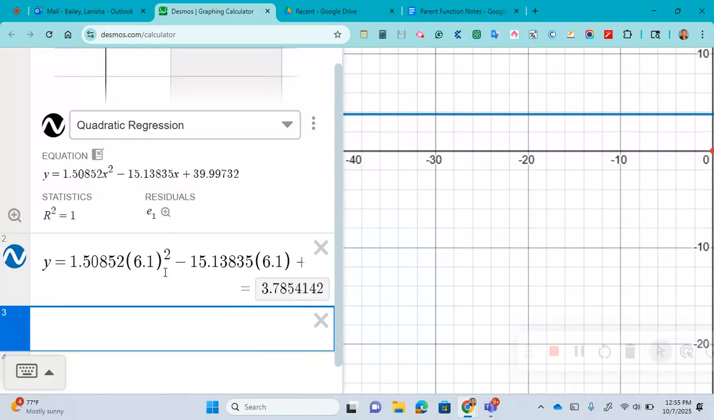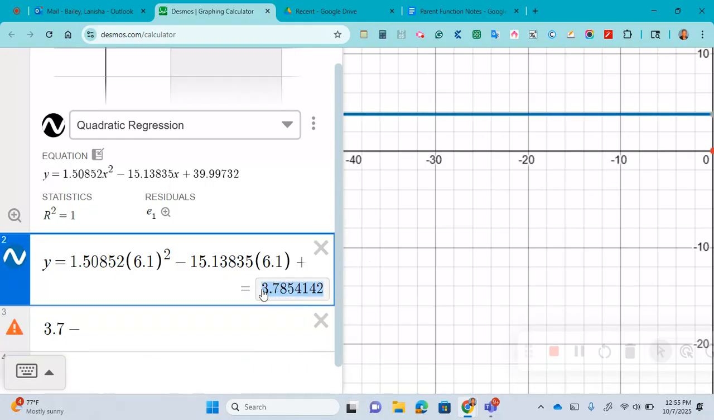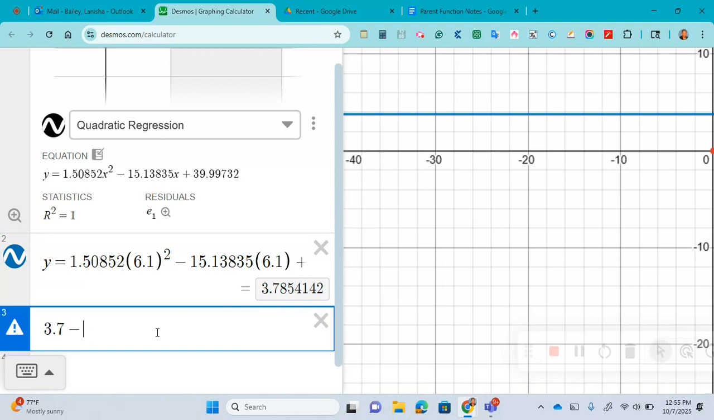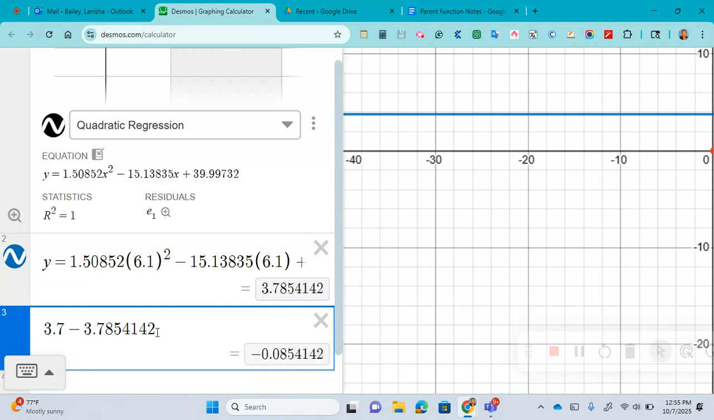So the residual would be the 3.7 minus this value, which is negative 0.08514. The residual is the difference between what was actual and what was predicted.